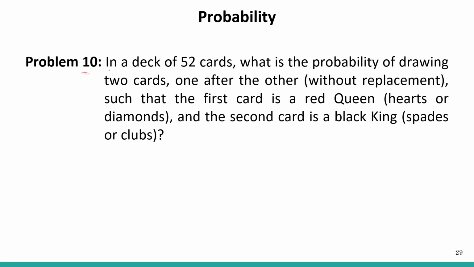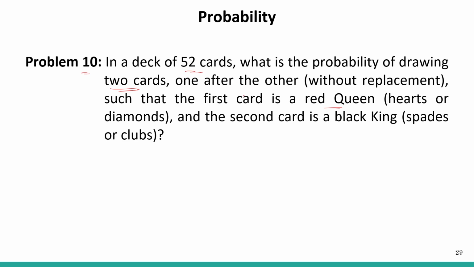So in a deck of 52 cards, what is the probability of drawing 2 cards, one after the other without replacement, such that the first card is a red queen, that is of hearts or diamonds, and the second card is a black king, spades or clubs? So let's go forward and see the first scenario where we draw 2 cards one after the other without replacement, such that the first card is a red queen.